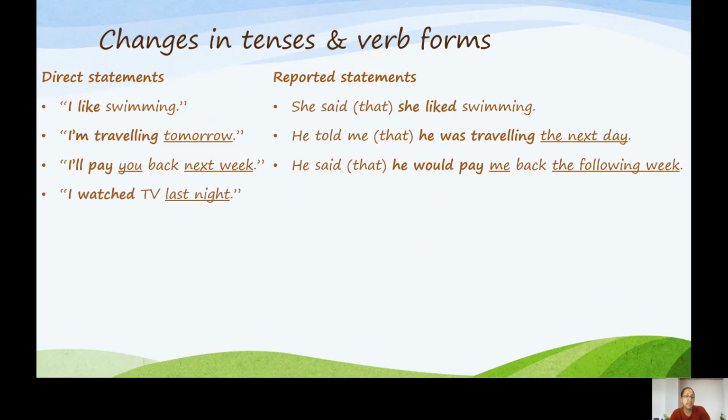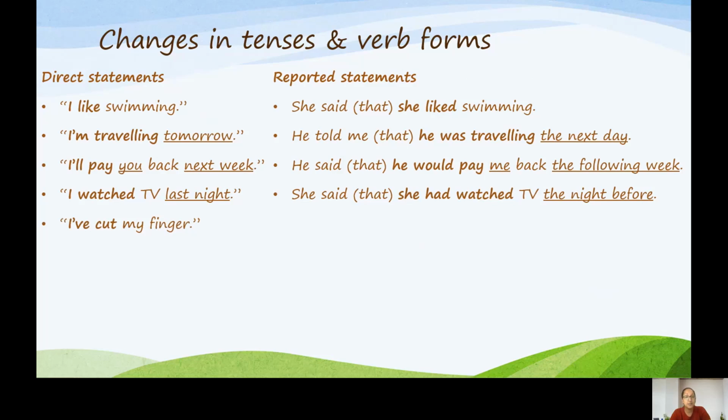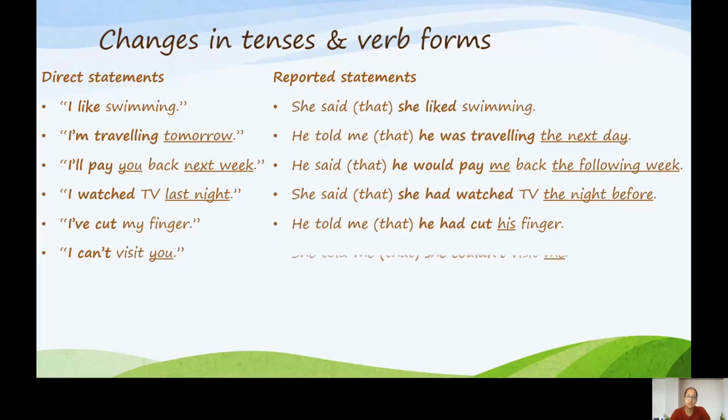I watched TV last night. She said that she had watched TV the night before. A past simple verb becomes the past perfect, and last night becomes the night before. I've cut my finger. He told me that he had cut his finger. So present perfect becomes past perfect. I can't visit you. She told me that she couldn't visit me. The can becomes could, or can't becomes couldn't.